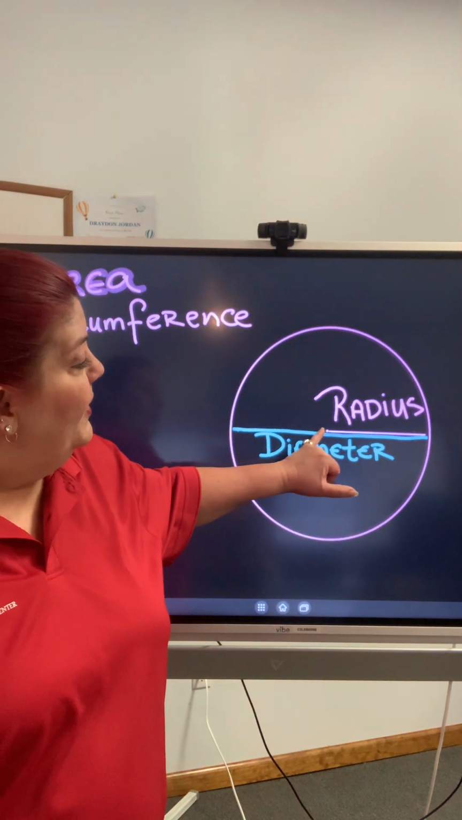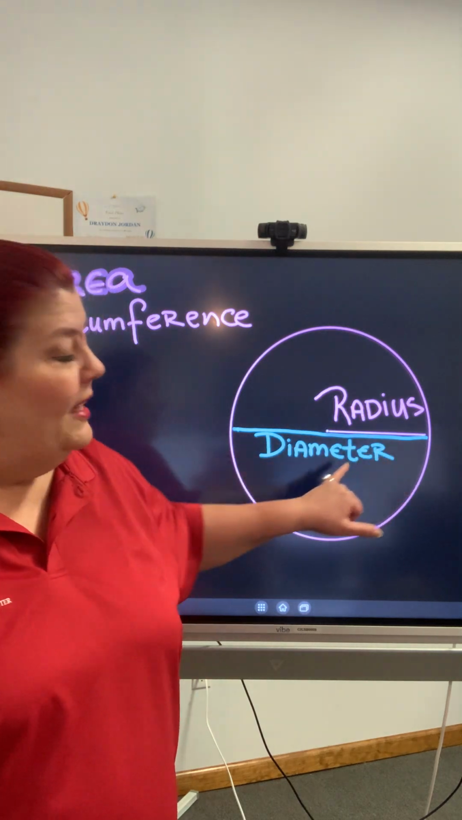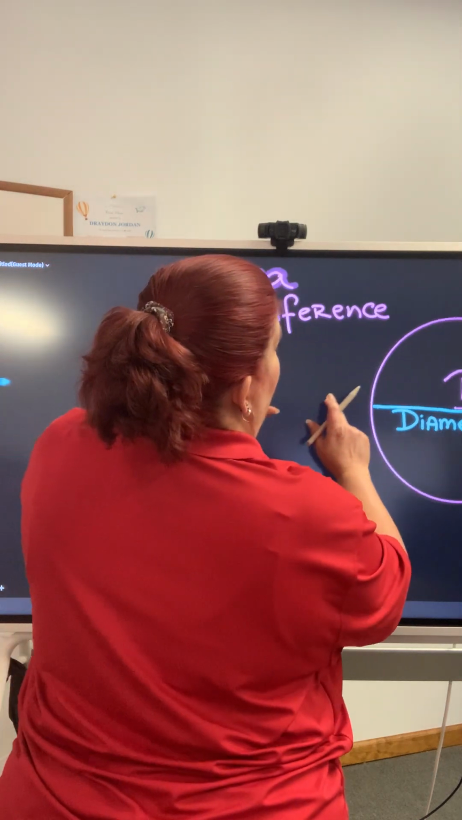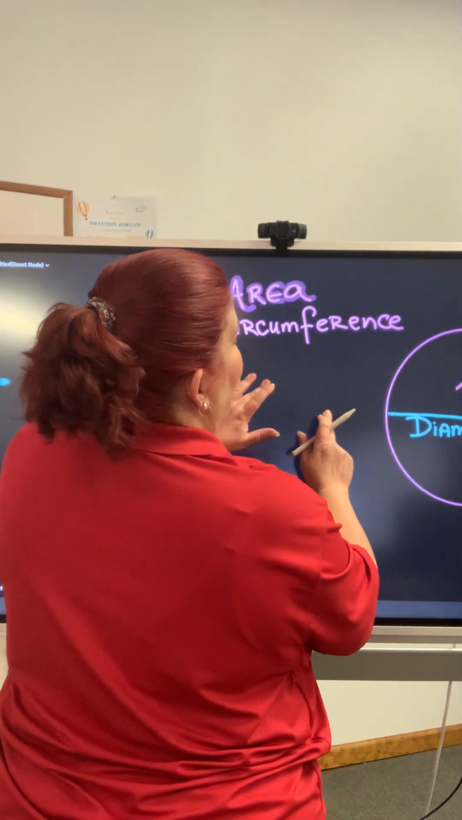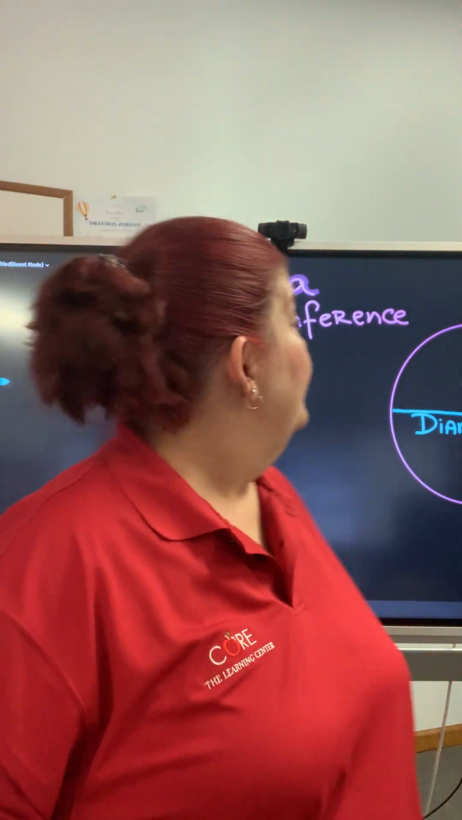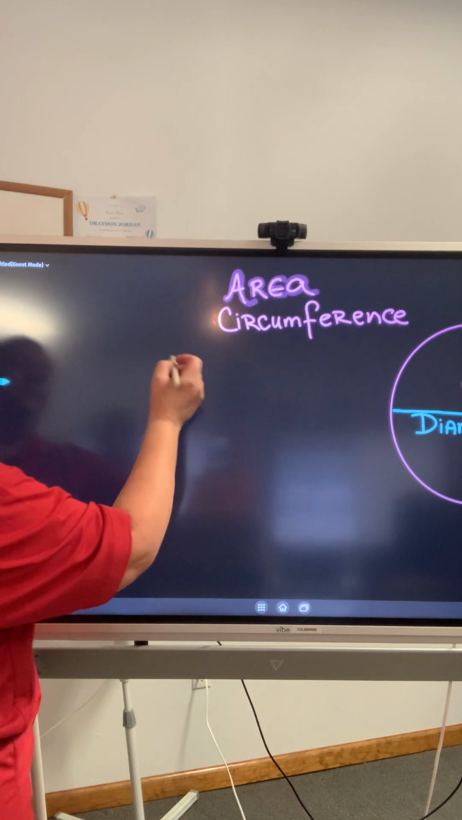So from the half, it's a radius. From side to side, it's diameter. When we want to find the circumference and the area of the circle, all we need to do is fill in the blanks of the formula. So let's talk about what the formulas are.